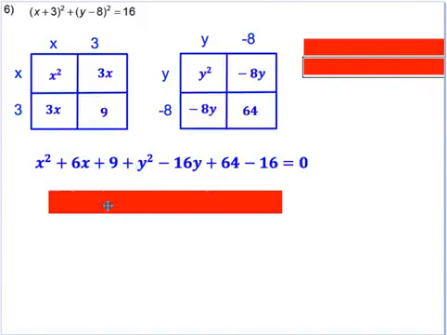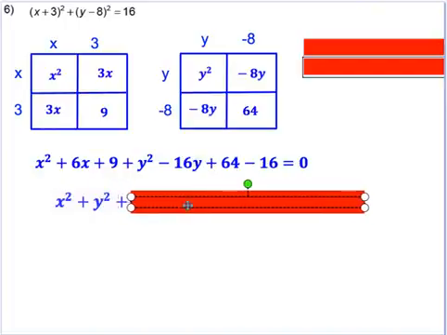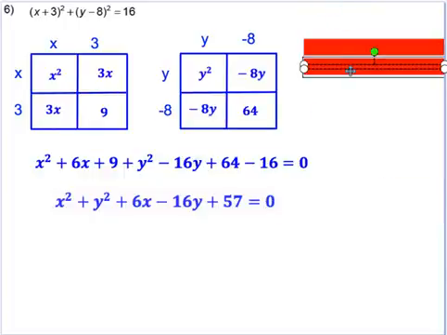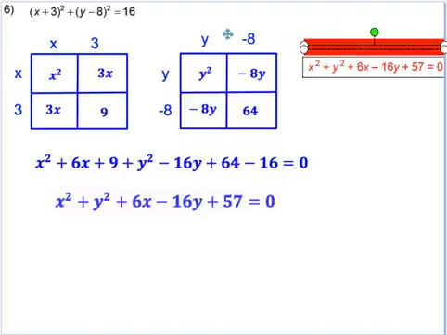And then we need to put everything in the correct order. So the correct order would be the x squared first, then the y squared, then the x term, then the y term, and then your constant term. Okay, and so that's your final answer there. And this shape would be a circle because your A value here and your A value here is the same.